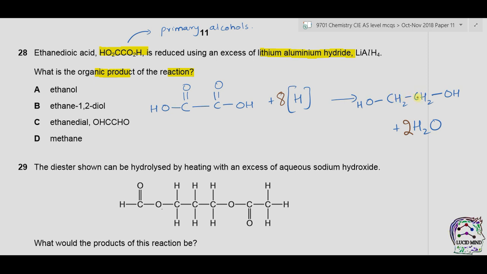Now we can find out the name of the product. We have 2 carbon atoms, so it is ethane. And on the first carbon atom we have OH, and on the second carbon we also have OH, so it is ethane-1,2-diol. Di means 2 and ol means it is an alcohol. In B we can see that it is ethane-1,2-diol, so B is the correct answer.